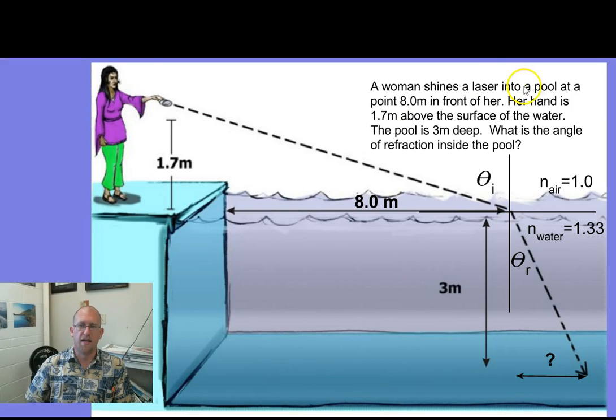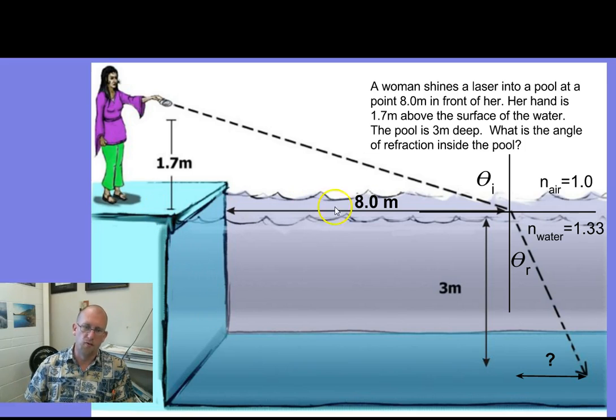A woman shines a laser into a pool at a point 8 meters in front of her. Her hand is 1.7 meters above the surface of the water. The pool is 3 meters deep. What's the angle of refraction inside the pool? I'm looking for theta sub r, just like in the last example, but I'm going to make you do a little geometry first, just to remember, because geometry is fun.